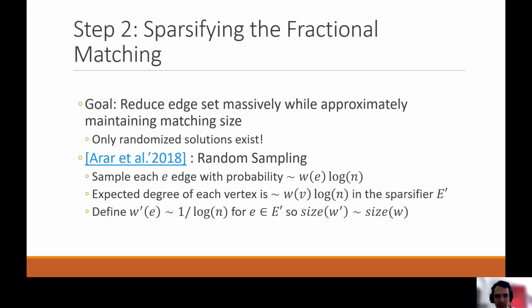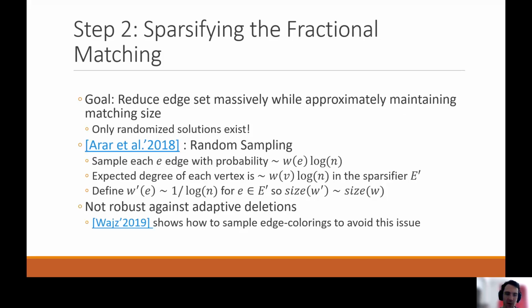So the actual execution is more sophisticated, but you can see how randomized sampling could be used to achieve some kind of sparsification. Do note that the simple approach was not robust against adaptive deletions. That is, if the updates happened to delete exactly the edges we sampled, we wouldn't have had time to rebuild or reconstruct the matching quickly enough. And David Wajc has shown an interesting solution to sample edge colorings instead of edges to avoid this issue.